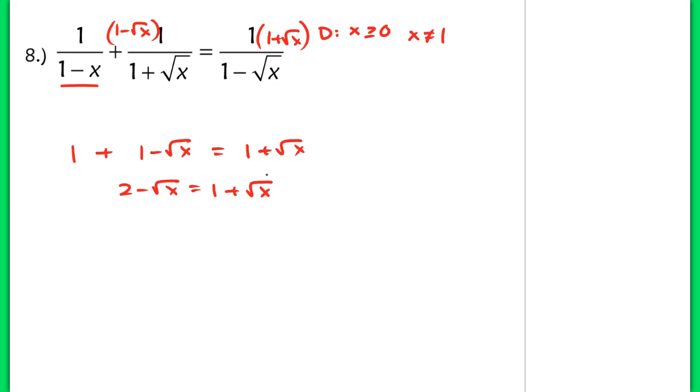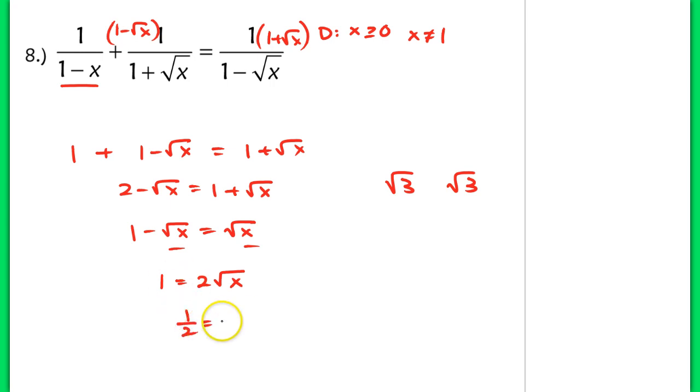Now if I want to isolate the radical here, I can subtract 1 to the other side. So I have 1 minus root x equaling root x. Now in this case, because the radicals are the exact same, that's like having root 3 and another root 3, so I can put those together. If I add root x to the other side, I have 1 equaling 2 root x. Root x plus root x gives me 2 root x. Now if I divide by 2, I have 1/2 equaling root x. So now I can square both sides, and I have x equaling 1/4. This is the solution to this particular equation.